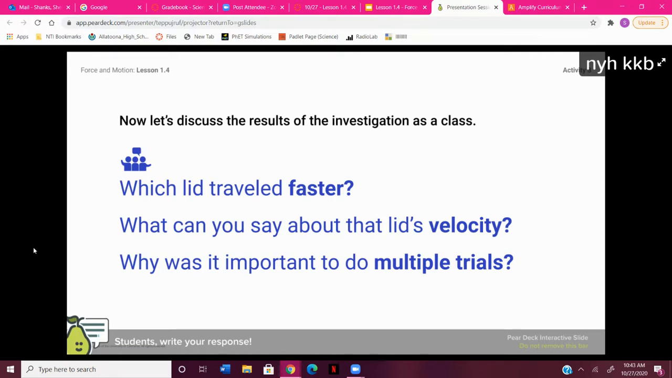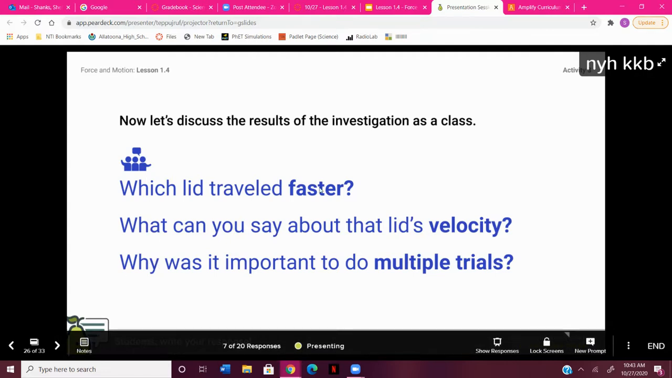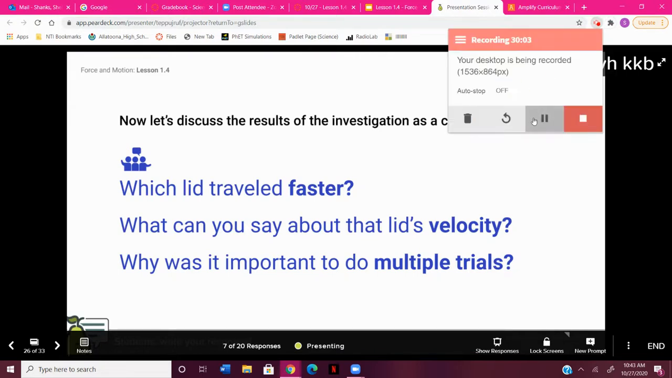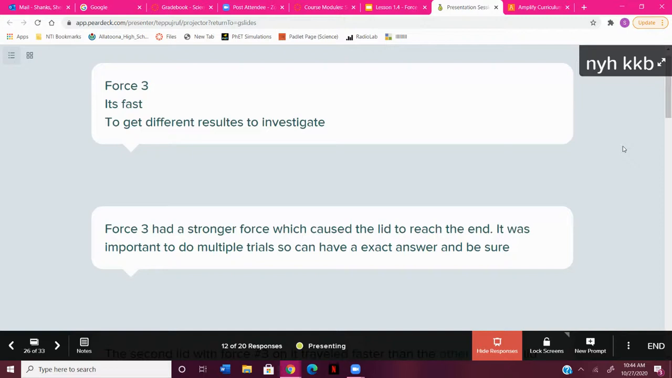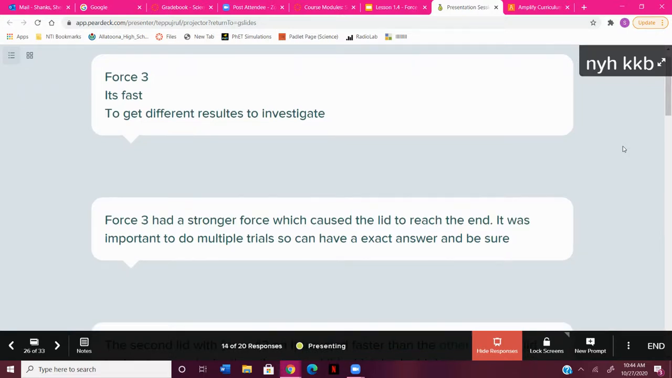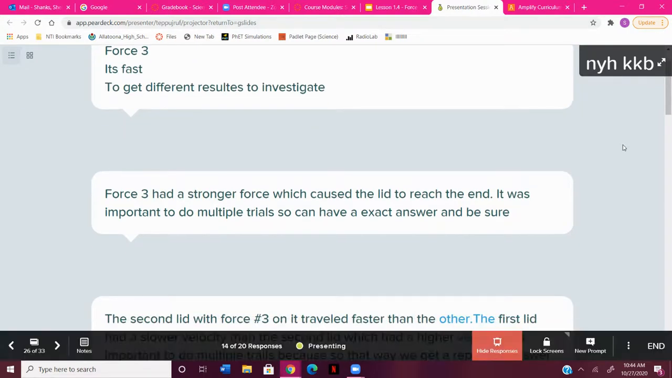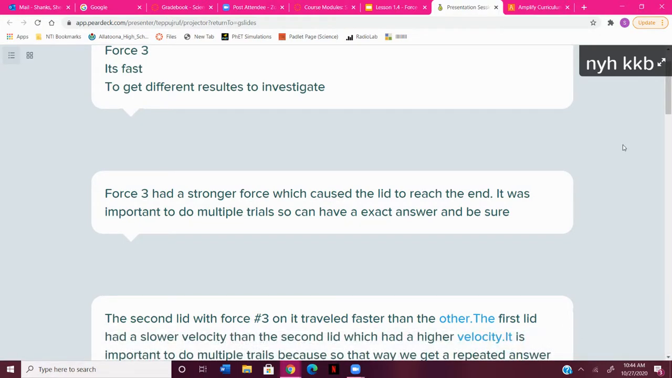We know that the force 3 traveled faster, obviously, because it got to the end of the meter stick first, but I want you to go ahead and answer these 2 questions on Pear Deck. All right, so we know that force 3 is faster. To get different results to investigate is why we do 3 trials.